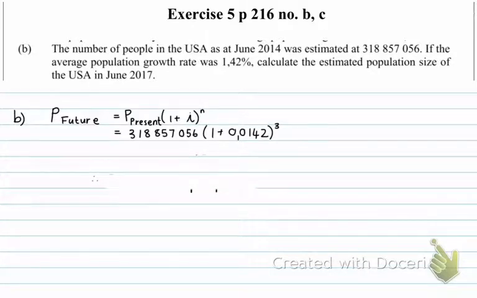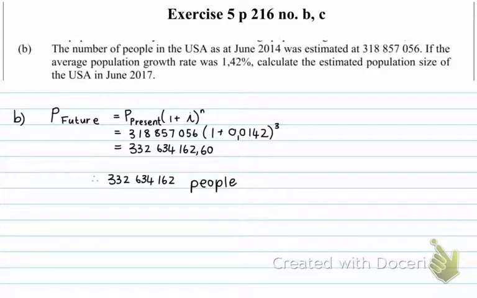You substitute that into your formula and you work it out with your calculator and you will get an answer with a comma. Now guys, remember what I said? We can't get a 6 person. So please round off, just forget about the commas and say that your final answer will be the estimated population size of the USA in June 2017 will be 332,634,162 people.